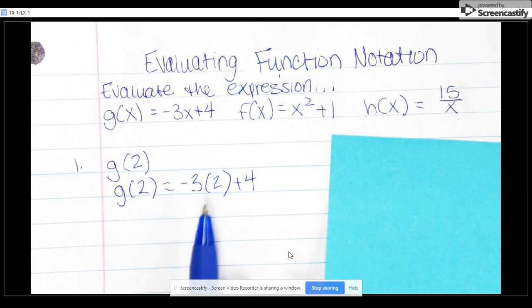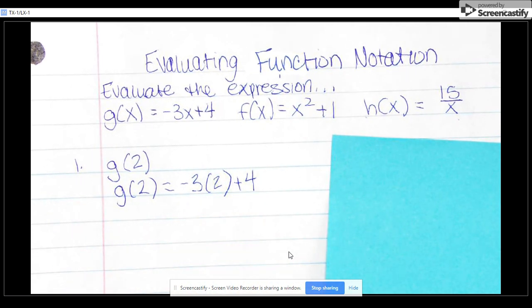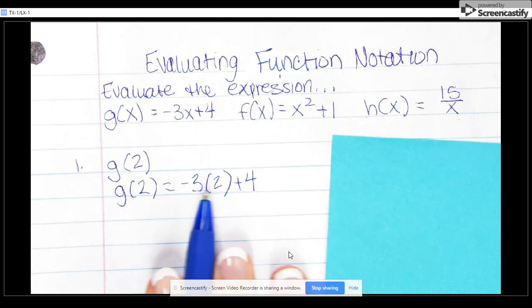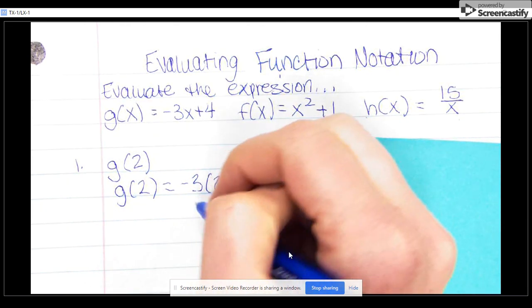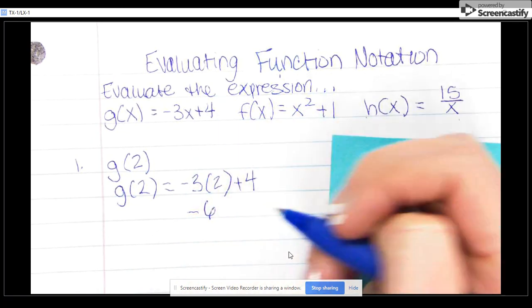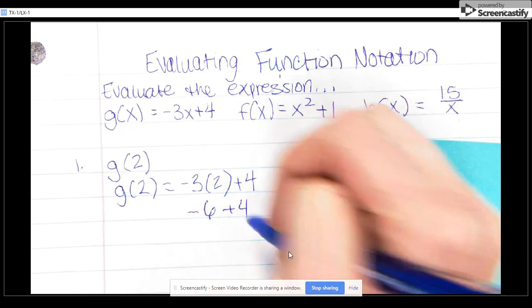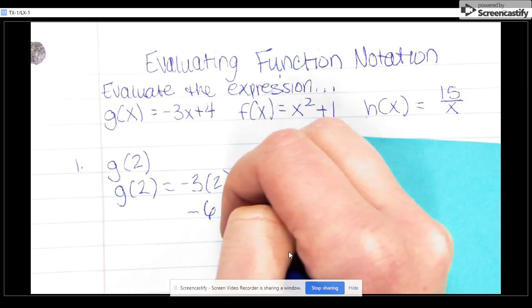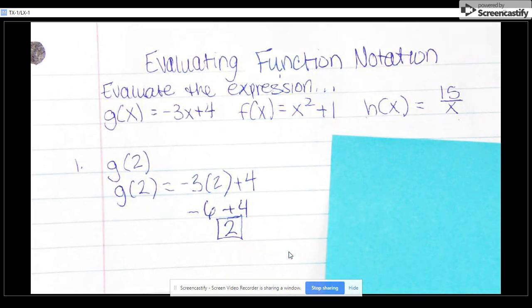Now we're going to move on to step 3. Once you replace this, which is actually step 3, so technically we're moving on to step 4, you're just going to solve. So I'm going to solve using order of operations, or sometimes you just need to simplify. That's okay. I have negative 3 and 2 right next to each other. Negative 3 and 2 next to each other means multiplication. So I know negative 3 times 2 is negative 6. And I just have to add 4 at the end. I know I can combine those to get negative 6 plus 4 to equal 2. And I have my answer.